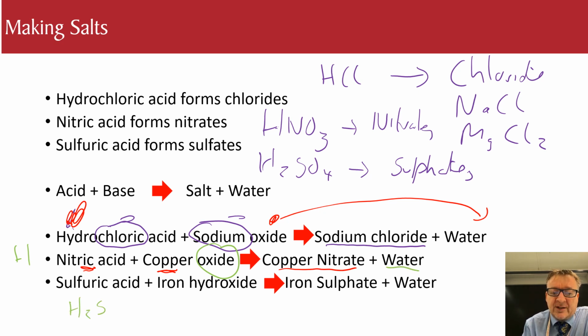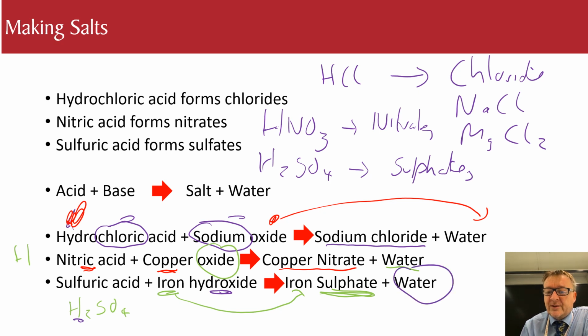Sulfuric acid, which is H2SO4: that sulfate becomes the sulfate, iron becomes the iron, and then because I've got a hydroxide, and I've got the H at the front, what I then get is water.